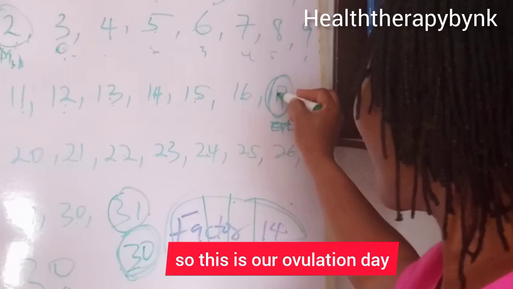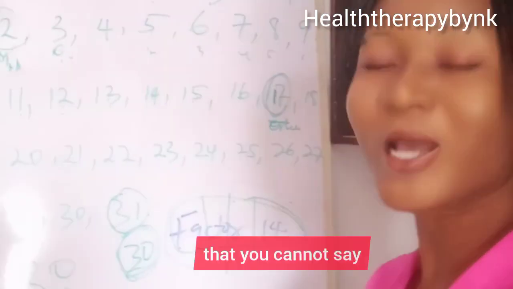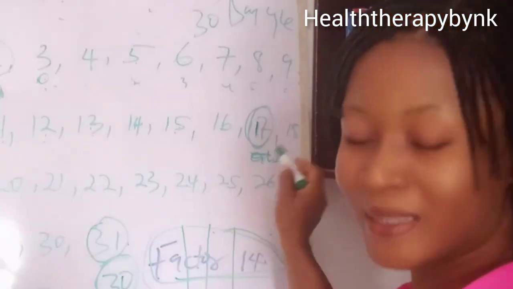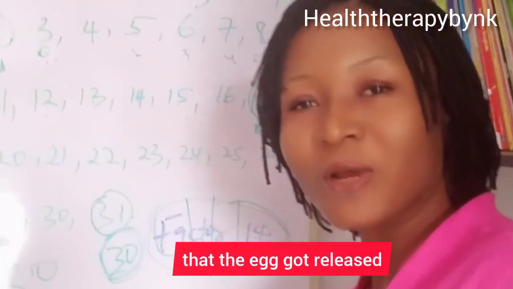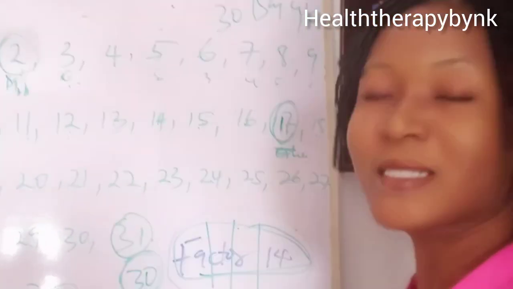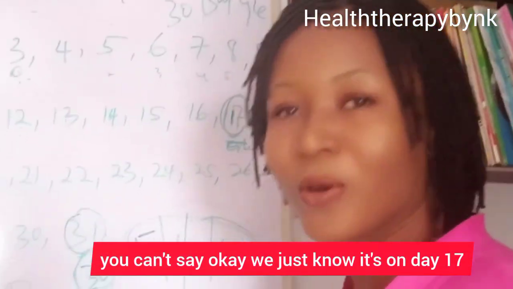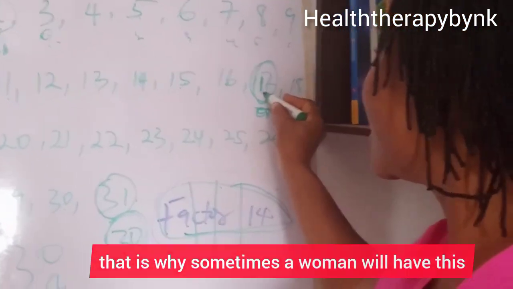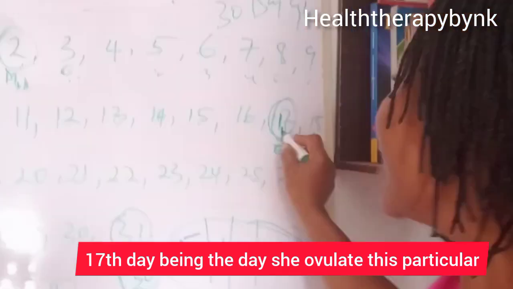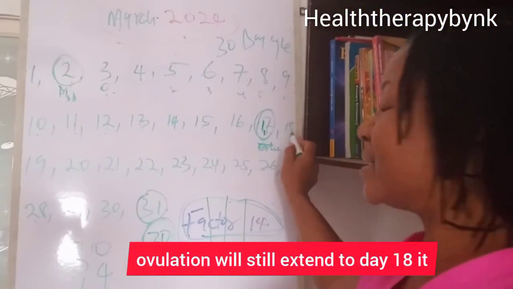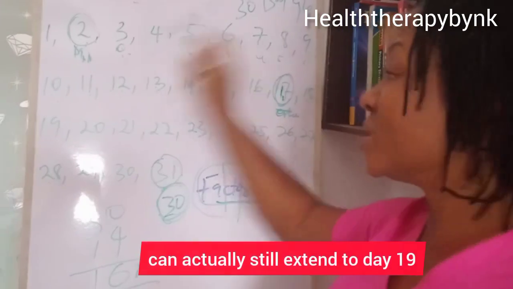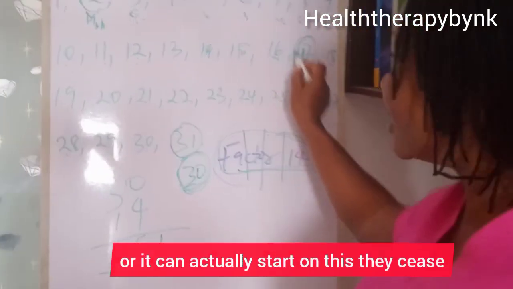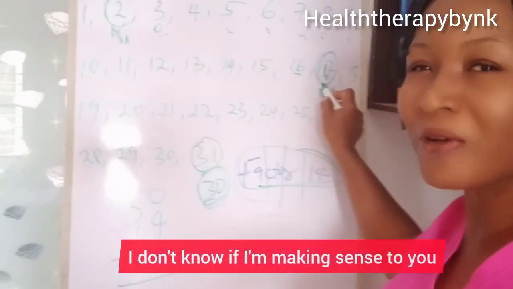All right, so this is our ovulation day. But one thing with ovulation is that, because we are human beings, you cannot say that since it's on day 17, it's in the morning that the egg got released, or in the afternoon, or at night, midnight. We just know it's on day 17, so we don't know. That is why sometimes a woman will have this 17th day being the day she ovulates, but the ovulation day can still extend to day 18. It can still extend to day 19, or it can start on day 16 and extend to that ovulation day. I don't know if I'm making sense to you.